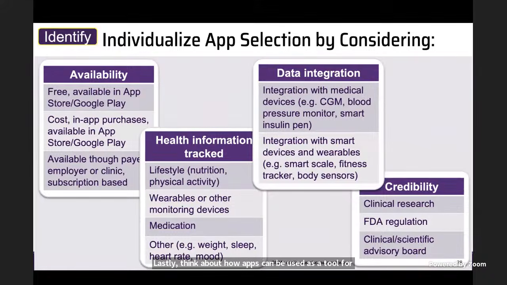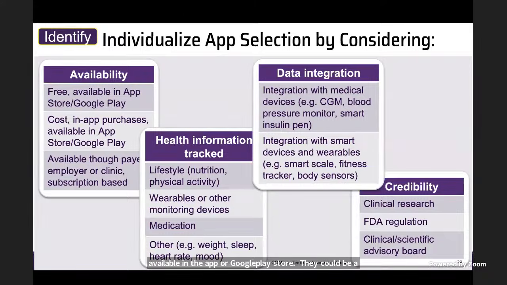When individualizing app selection, I consider four main categories. The first category is availability. Think about where the app is. And I know someone had mentioned in the chat, free apps versus ones that cost. That's a very important consideration. The main categories are free, available in the App Store or Google Play Store. There could be a cost to the app directly, or maybe an in-app purchase, which might remove some ads or offer some advanced features.